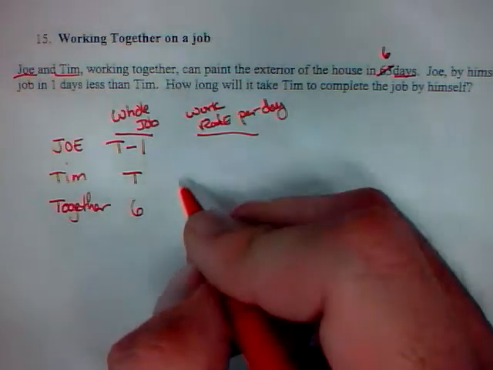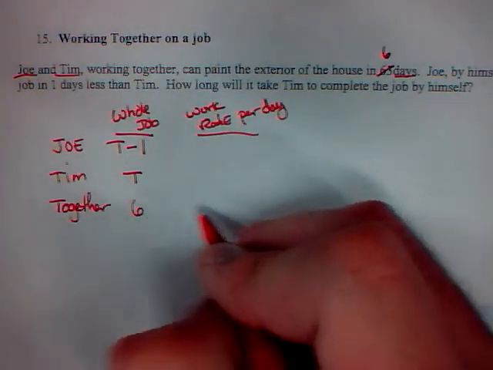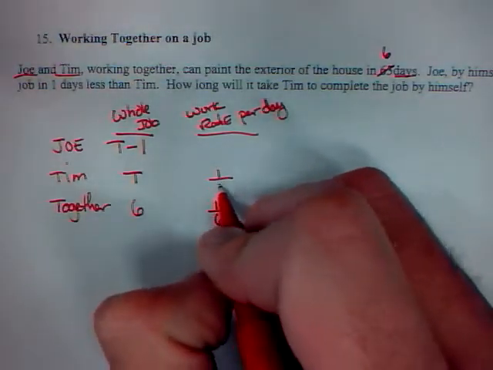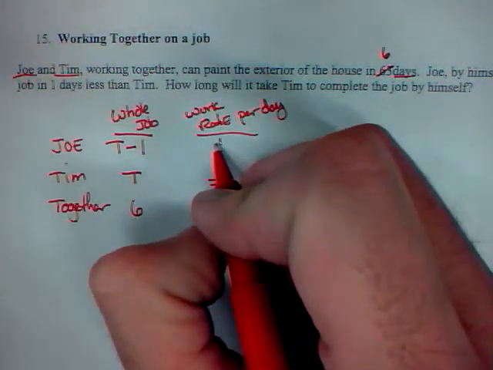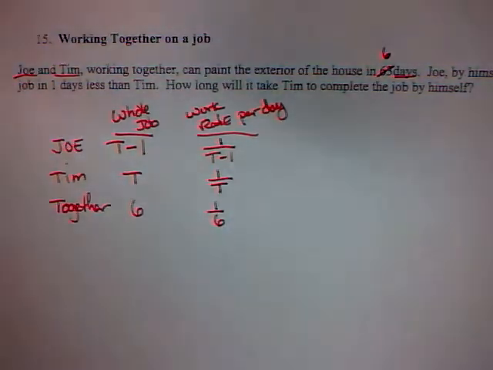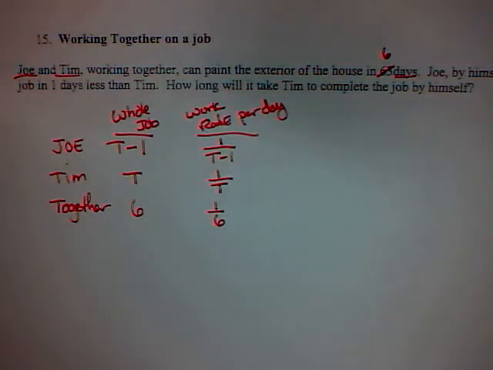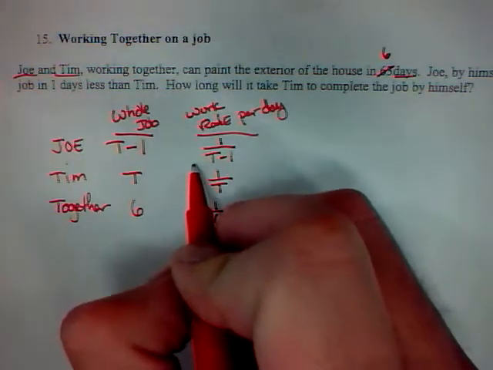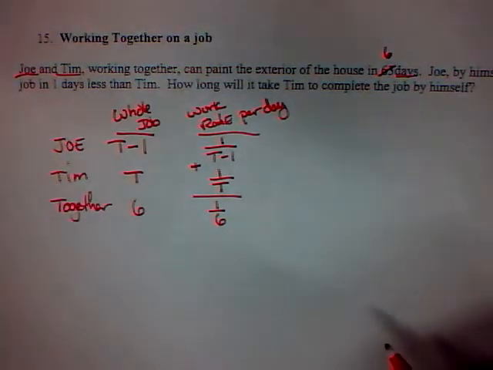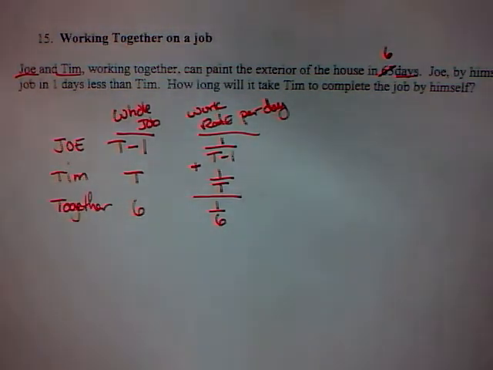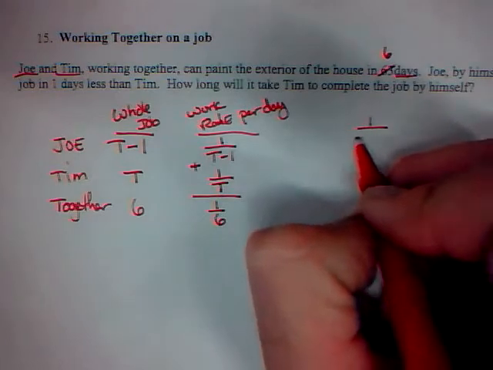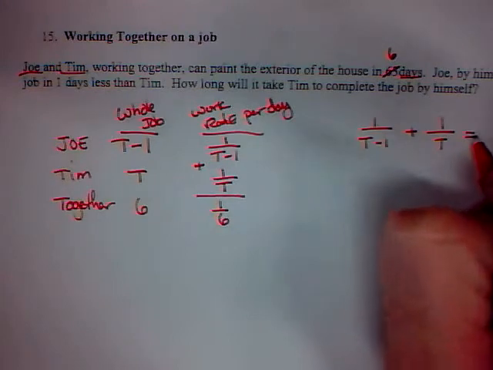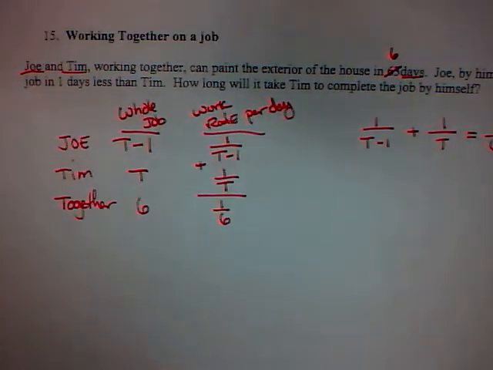Their work rates: if it takes 6 days for them to do the entire job, they can get 1/6 of it done per day. Tim can get 1 over T done per day, and Joe can get 1 over T minus 1 of the job done per day. If you add up their individual work rates, you get their combined work rate. So we have 1 over T minus 1 plus 1 over T equals 1 over 6.